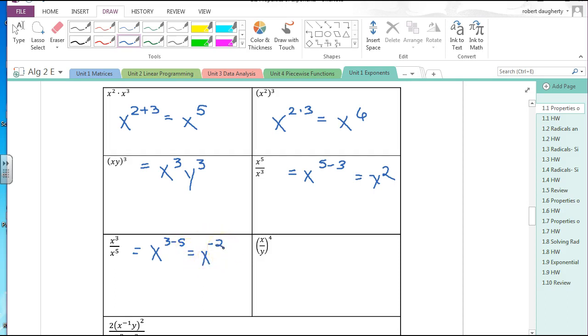Will I leave that as my final answer? No. Why? I can't leave that as a final answer. That's a negative exponent. But I can write this as 1 over x squared.